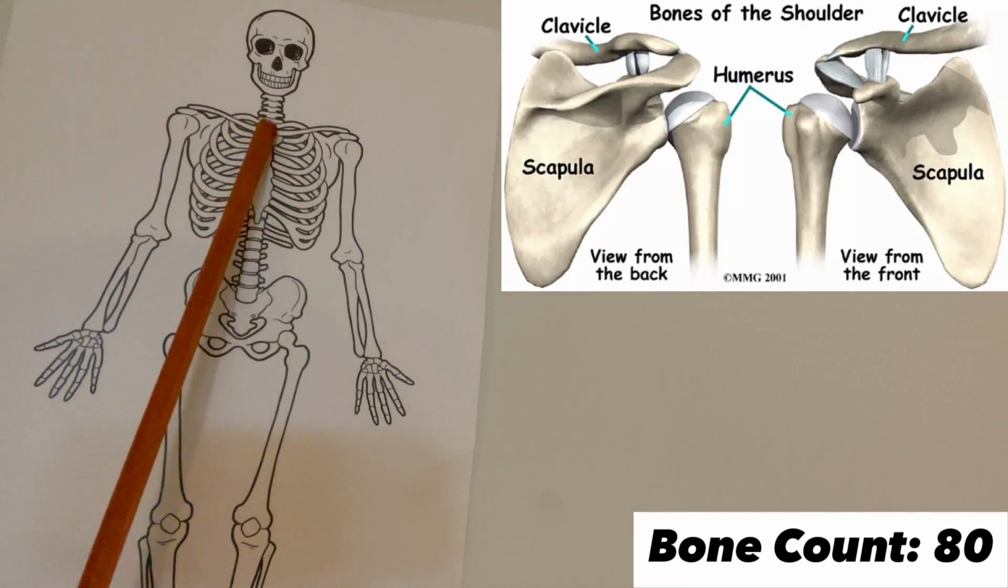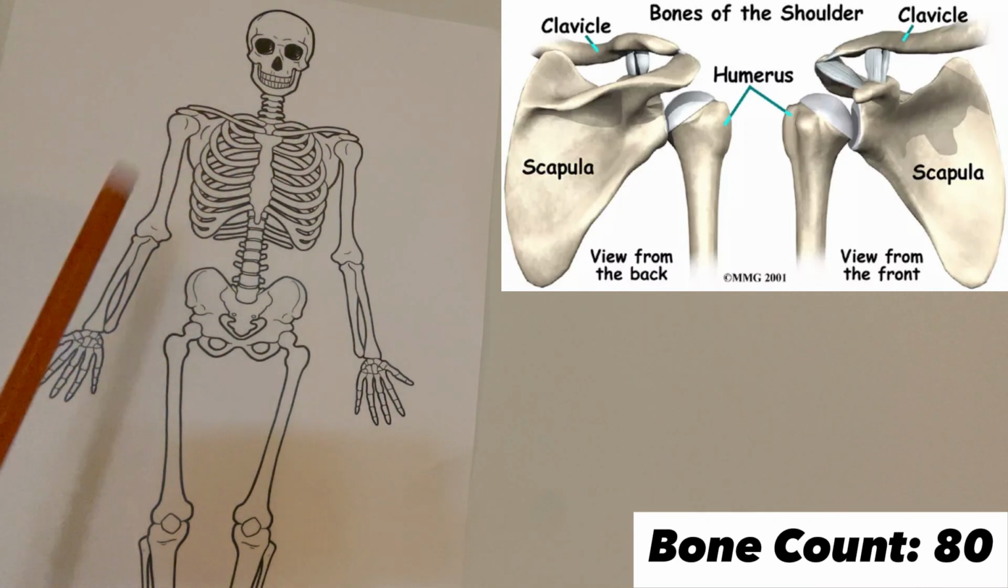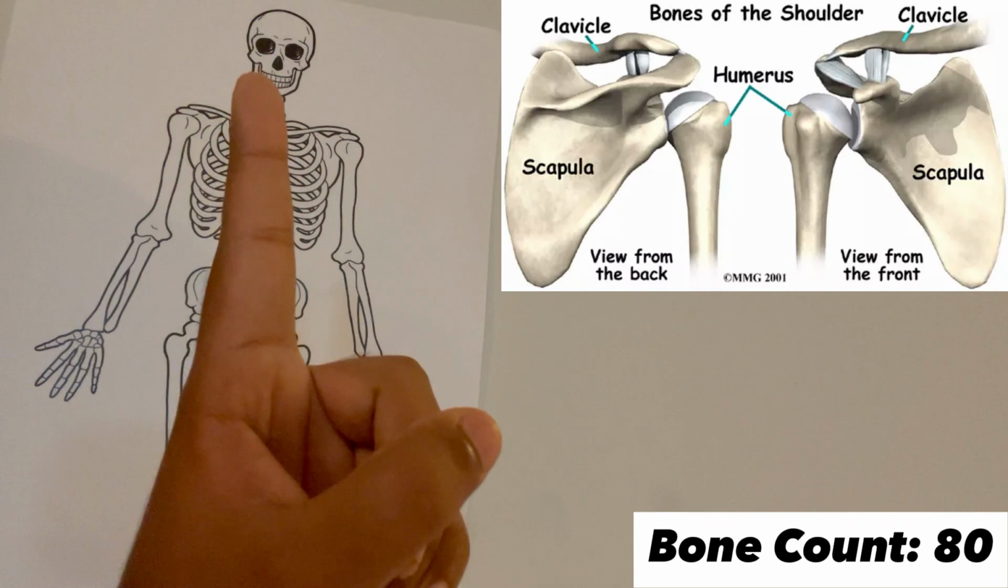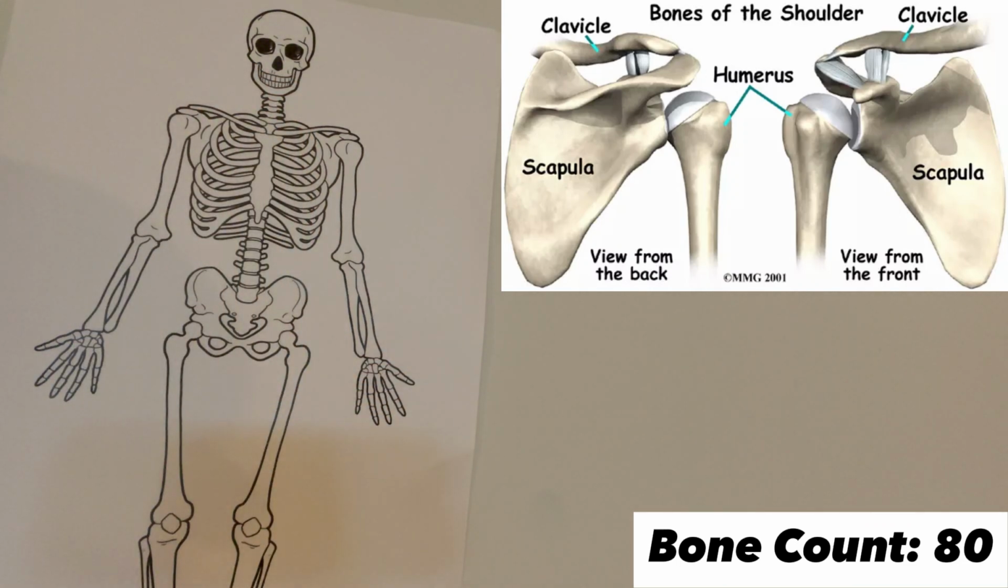The first one of them is the clavicle, or the collarbone, which is this bone right here. It comes from the sternum over to the shoulder joint. And here's a fun fact. The clavicle, or the collarbone, is actually the most commonly broken bone in the human body.